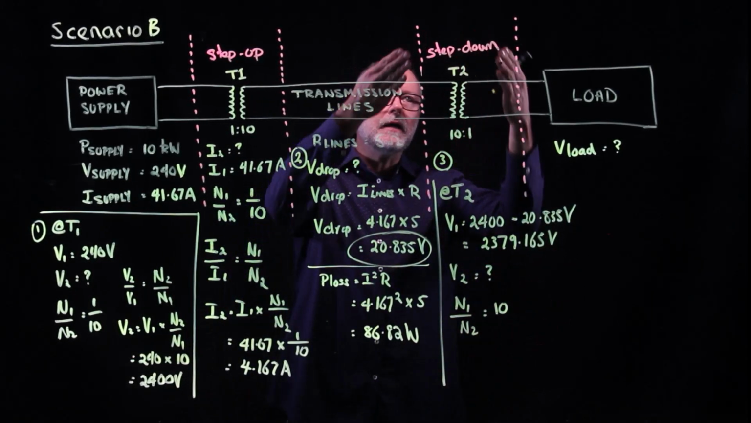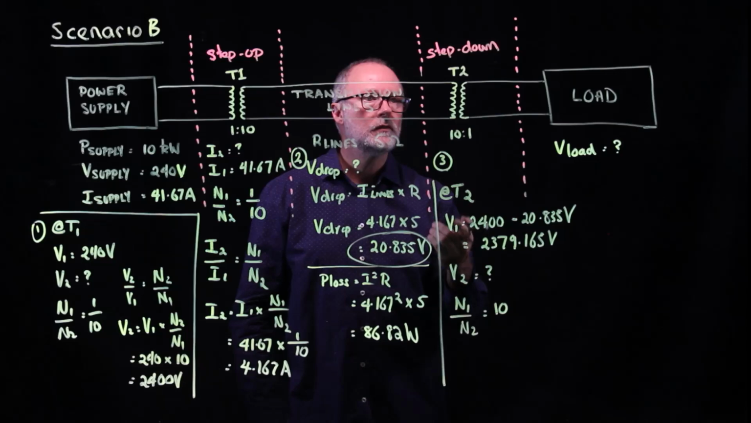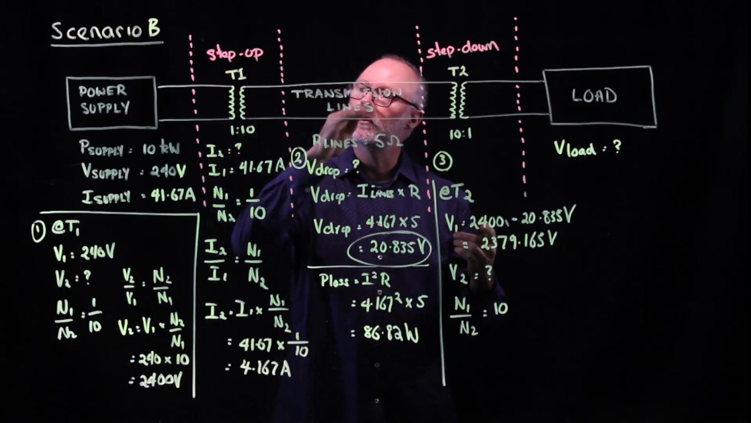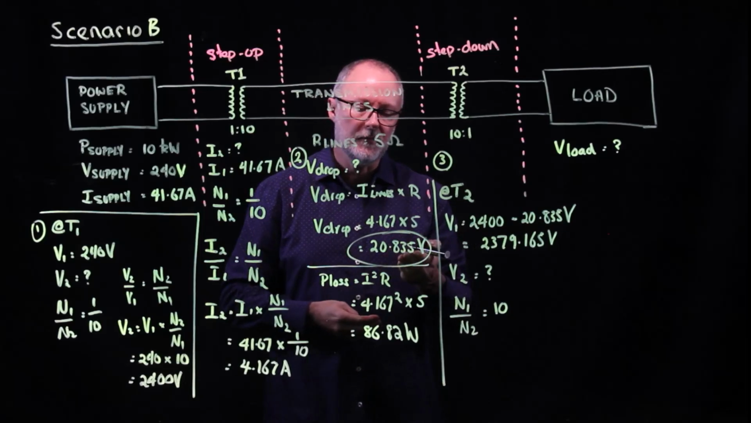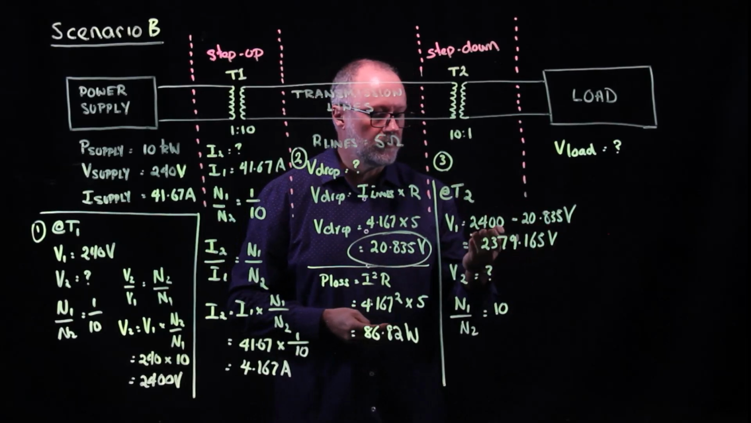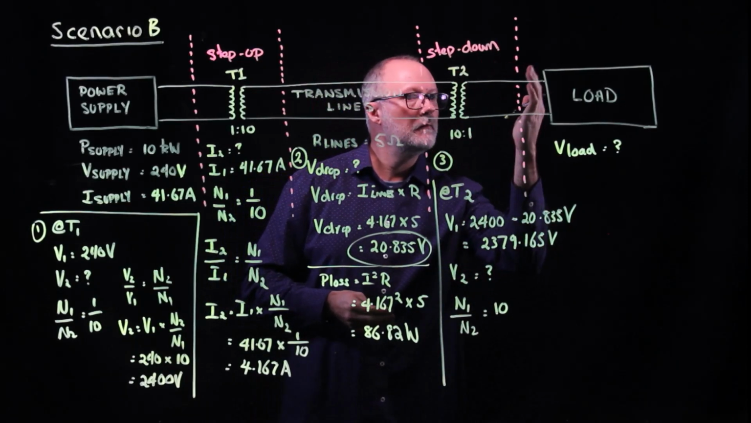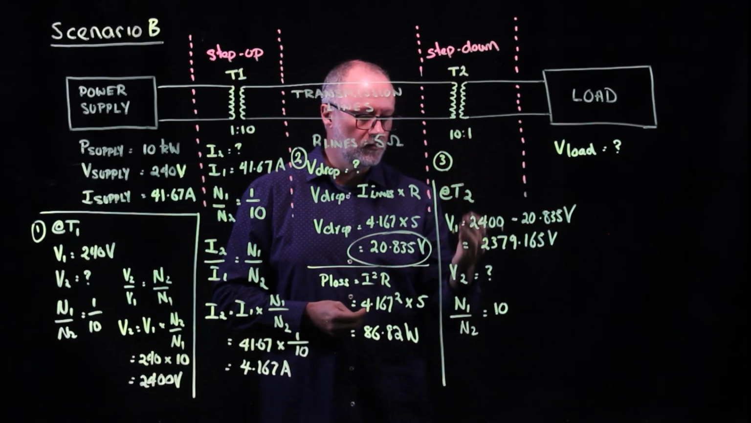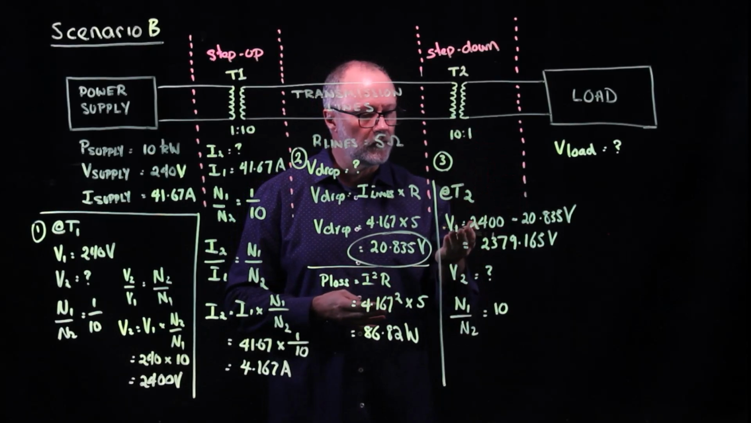In this scenario, we're looking at transformer 2, the step-down transformer, the 10 to 1 ratio. We know at transformer 2, the voltage in the first coil will be 2,400, which is the output of the first transformer, minus the voltage drop in the wires, that being 20.835 volts. When I subtract that from 2,400, I end up with 2,379.165 volts. And I want to work out what is my V2 coming out of the second transformer. And we know the ratio of N1 to N2 is 10 for this step-down transformer. Let's now use our equation to solve the value for V2.